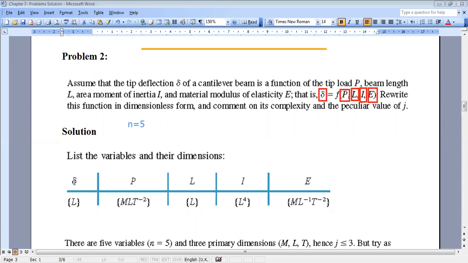First, delta is a deflection, so the unit of deflection is meter. So the dimension of delta is L. Second, P is a load. It's a force F, so the unit of a force is MLT minus 2. If I forgot it, I do F equals ma, which will give me MLT minus 2. The length L is L, of course.